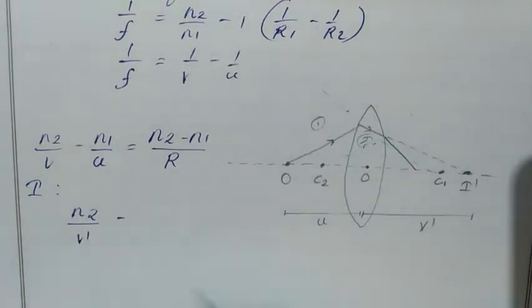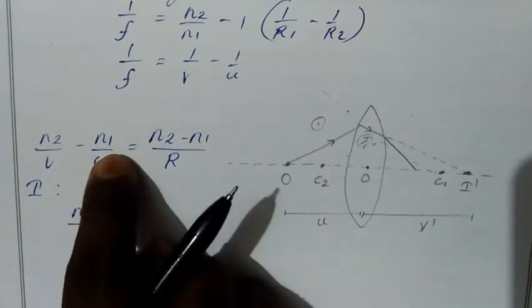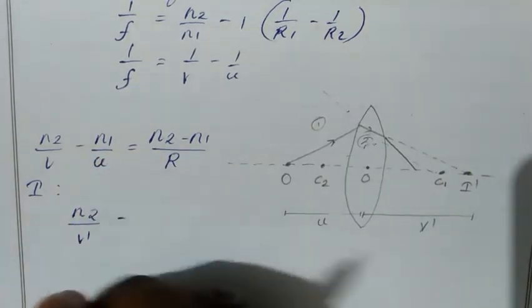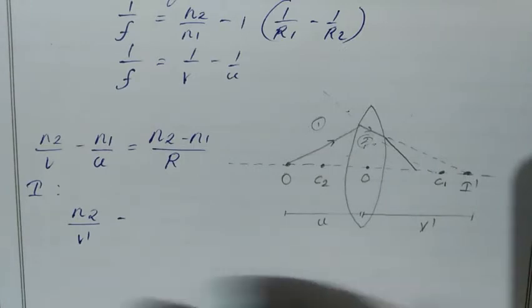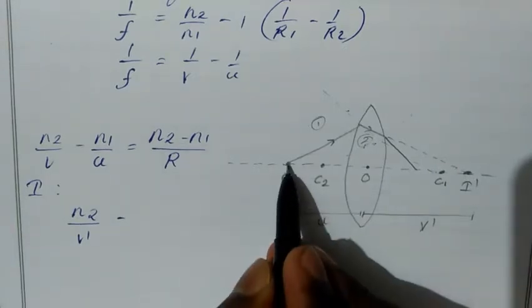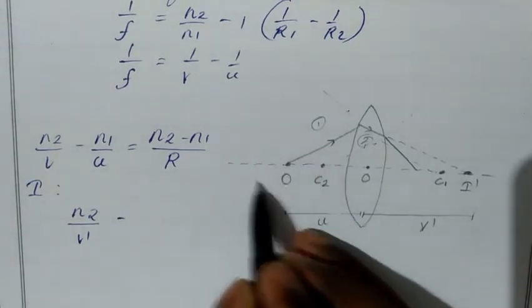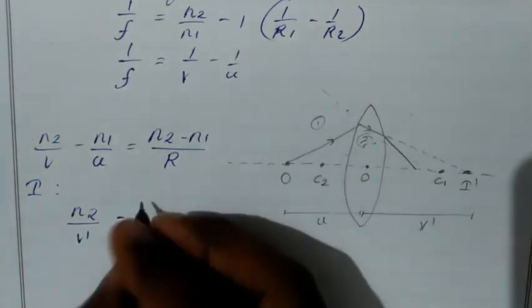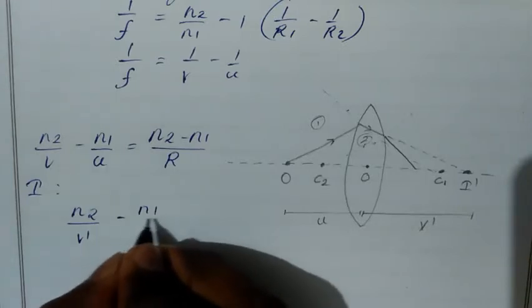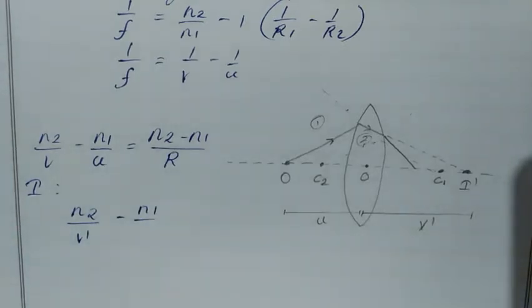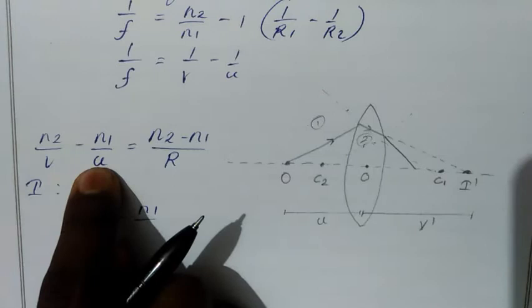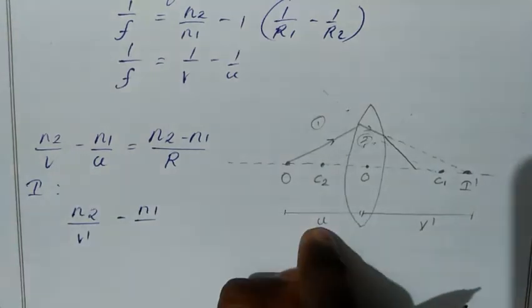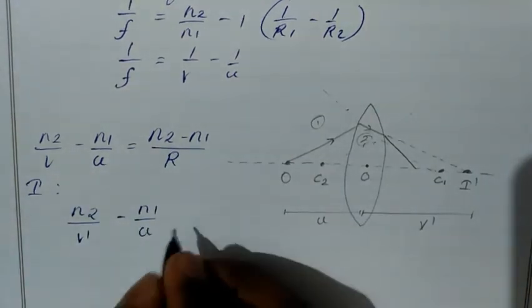Minus n1. So in this formula, what is n1? n1 means where the light comes from. Light comes from the object. The object is in air. So light comes from air. Air is medium 1, so we take n1 as it is, divided by u, where u means object distance. What do we take as the object distance? Same u.